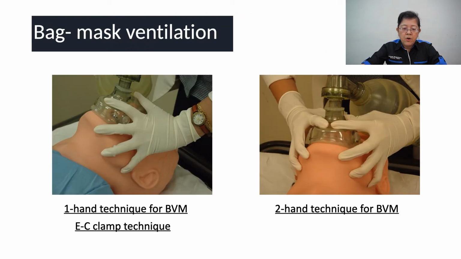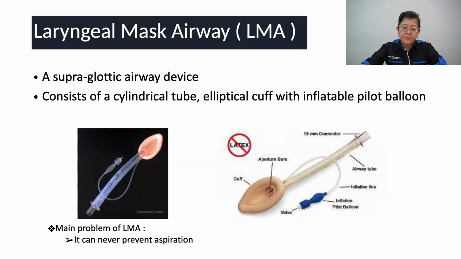There's a way to hold the bag valve mask. This is the one-hand technique and this is the two-hand technique. The one-hand technique is also called the EC clamp technique. The two-hand technique is important now, especially in this COVID-19 pandemic, because if you have to give mask ventilation to the patient, it's advisable to use the two-hand technique to have a proper seal and to prevent the aerosol from being disseminated to other people.